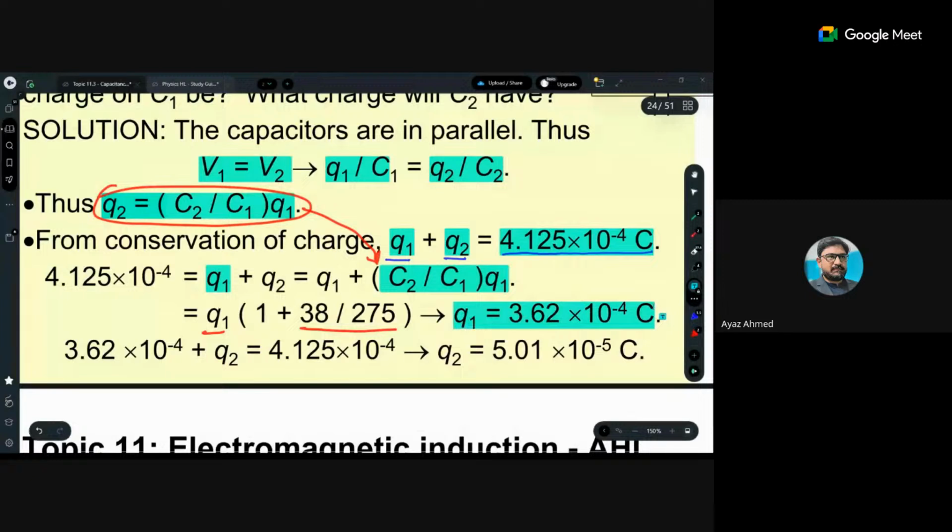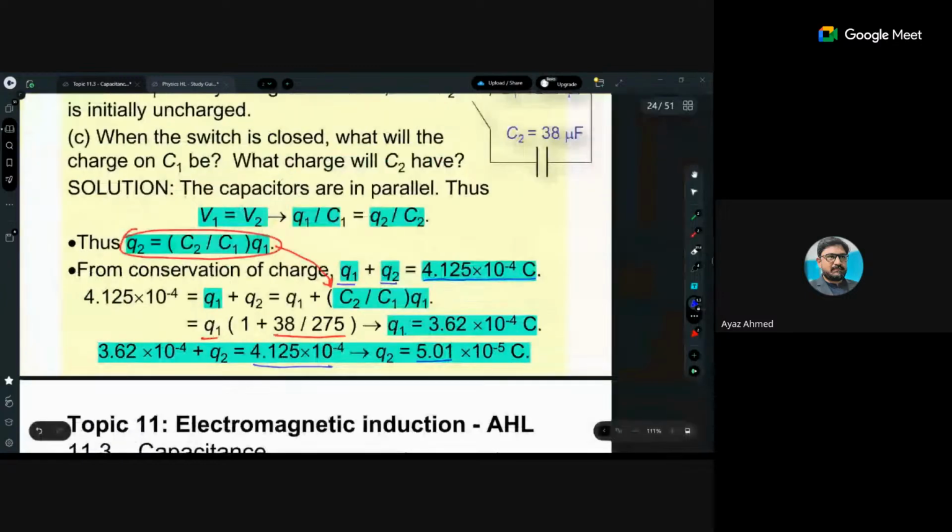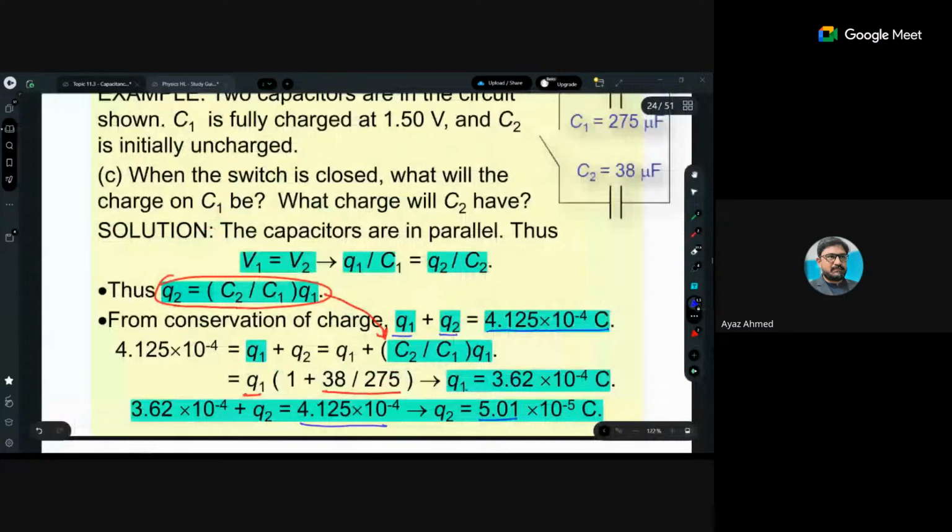And now we know the total charge is 4.125 exponent minus 4. This total charge minus Q1 gives Q2. So Q1 is 3.62, and I got this number, 5.01 into 10 to the power minus 5. Okay, so we can solve these types of questions on capacitors. Okay, is it clear to you?